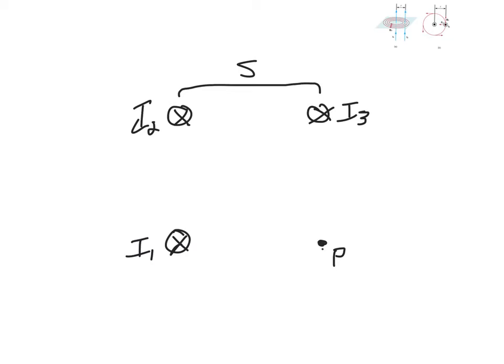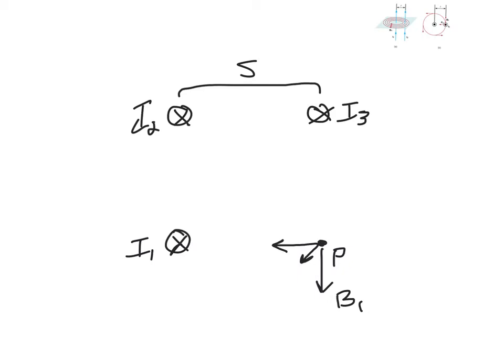So B1, the field due to wire 1, is going to be down. And B3, due to wire 3, is going to be to the left. And B2, due to wire 2, is going to be between them. And I'm going to draw it shorter because that wire is further away, so that field is weaker.